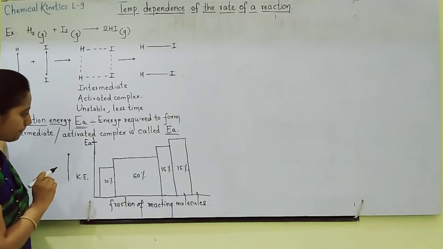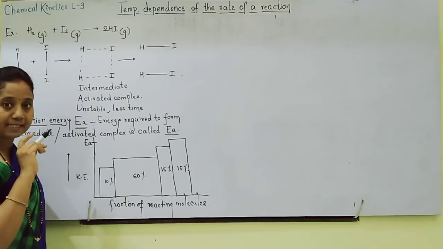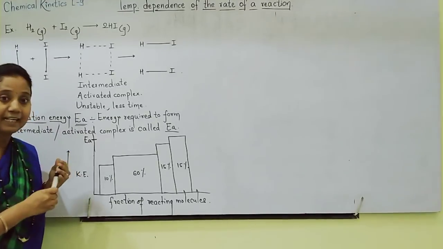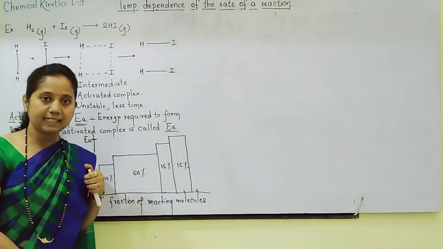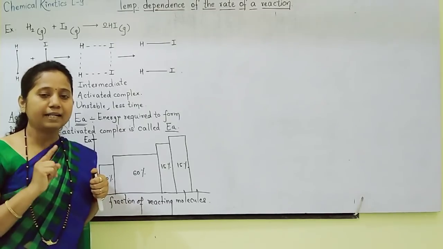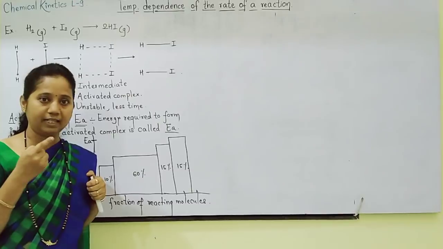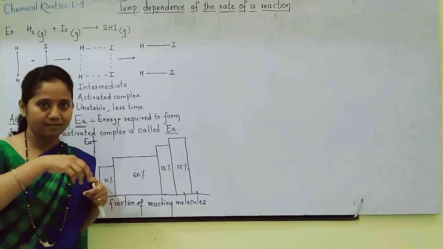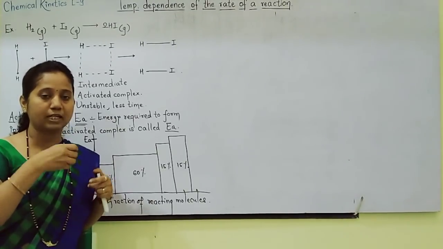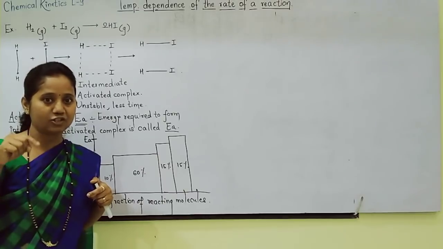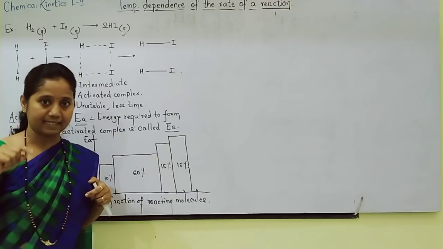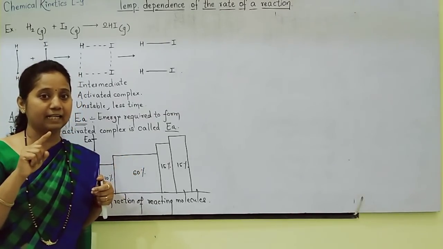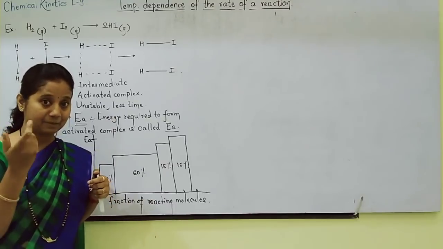Now students, our topic is temperature and rate of reaction. So now let us increase the temperature. When we increase the temperature by 10 degrees, all reacting molecules' kinetic energy will increase. You know that whenever we raise the temperature, reacting molecules will absorb that heat, and the kinetic energy required for motion will increase. So if we increase the temperature by 10 degrees, the kinetic energy of reactants is going to increase.